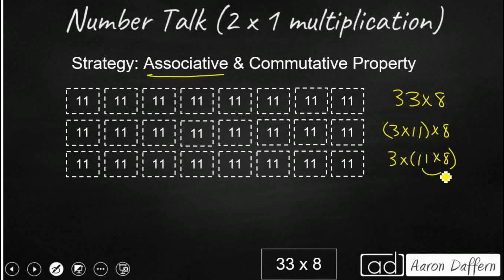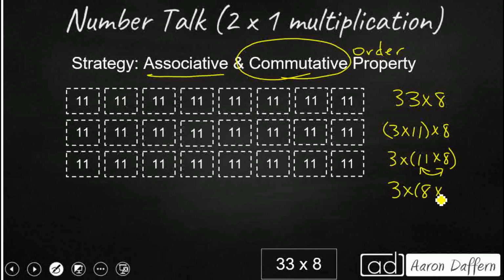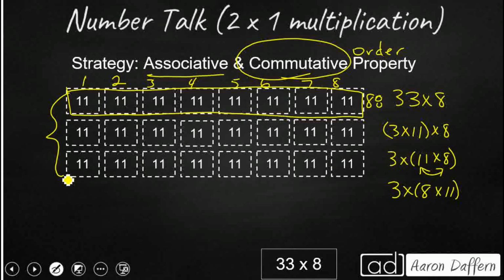But I don't really like 11 groups of 8. I want 8 groups of 11. That's what my commutative property lets me do. That's my order property, and it lets me shift the order. So I want 3 groups of 8 groups of 11, because we know 11 times 8, 8 times 11, same thing. So that's what I have here. I've got 1, 2, 3, 4, 5, 6, 7, 8. So I've got 8 groups of 11. And that's going to be my 88. And then I've got 3 of those groups. So 3 sets of 8 groups of 11. That's 88, 88, 88. And you know the tune by now, 264.